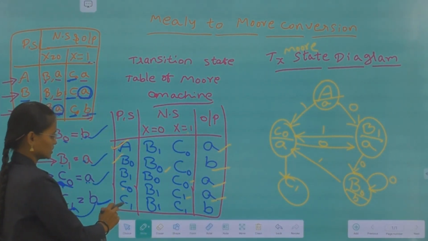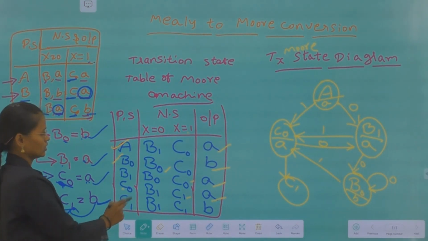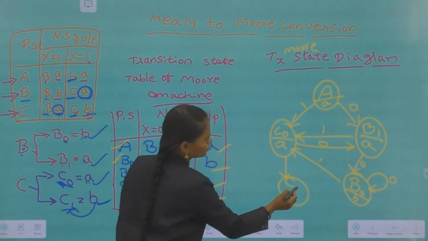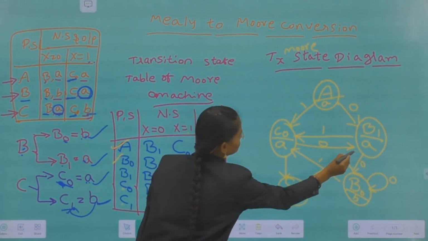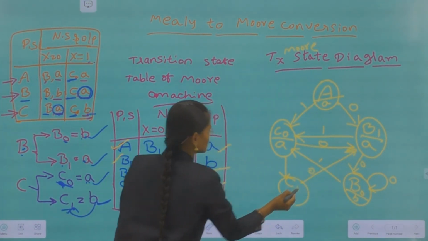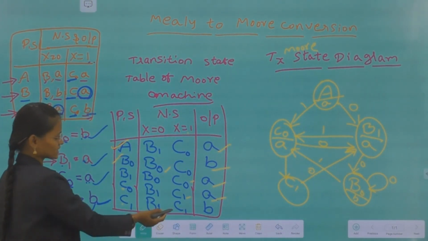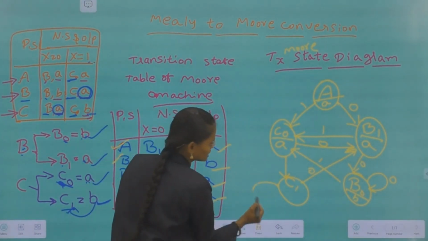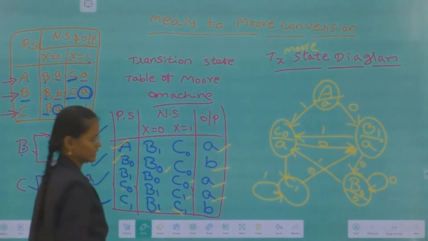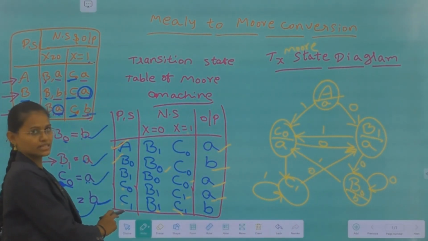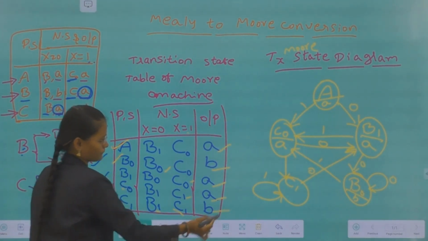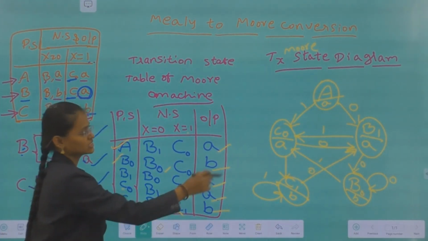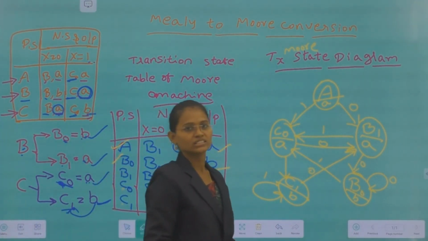And next C1, if x equal to 0, the next state goes to B1. C1 to B1. Here the input is 0. And next C1, if x equal to 1, the next state goes to C1. So that is the steady state. Here in C1 present state, the output is B. Okay, this is the transition state diagram.